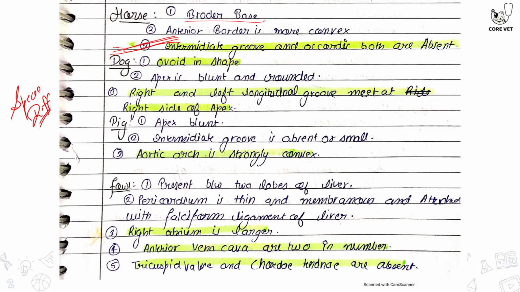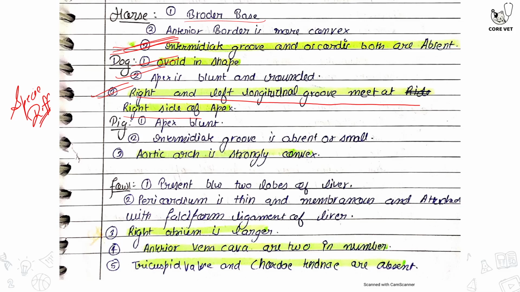Coming on to the dog, the heart of the dog is oval in shape. The apex is blunt and rounded. The right and the left longitudinal grooves meet each other at the right side of the apex. So the longitudinal grooves will meet each other at the right side of the apex.